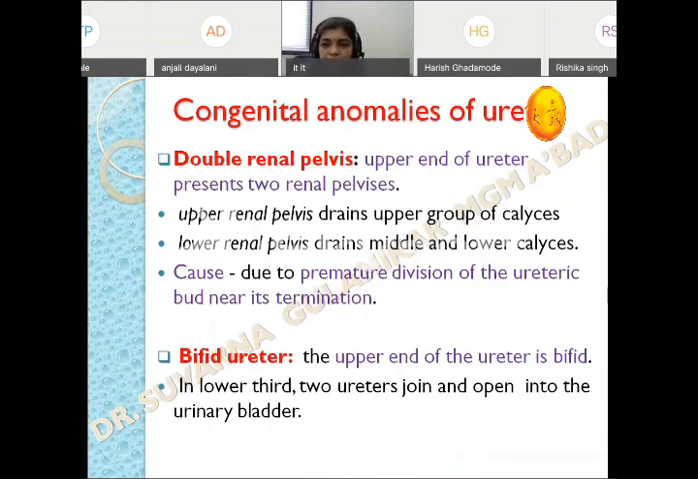And this we'll see next time, the congenital anomalies of the ureter, because ma'am is already there. She will start the next lecture. So we'll continue with the congenital anomalies of the ureter, with the development of the urinary bladder and its anomalies. And if possible, we'll start with the development of the urethra also. So that will complete the urinary system.